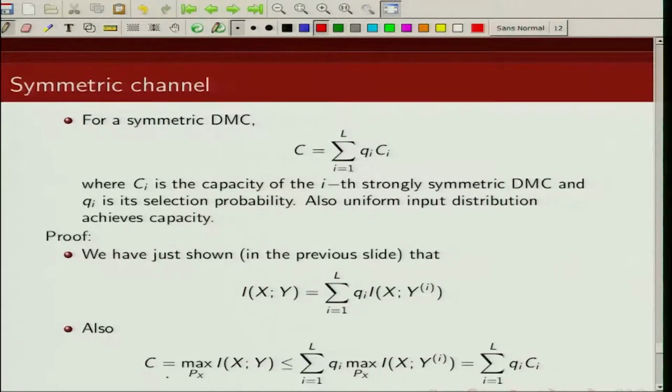Now capacity, as you know, can be given by the mutual information between x and y, maximized over all input distributions. This is less than or equal to this expression, so I need to find the P(x) which will maximize this. Now remember, in the case of a strongly symmetric channel, it is the uniform input distribution that achieves capacity.